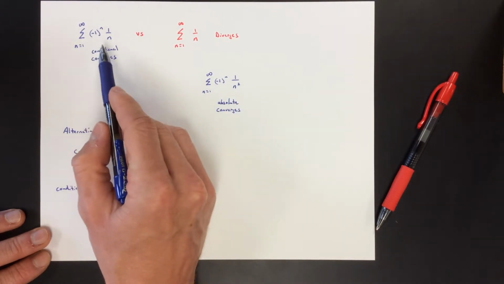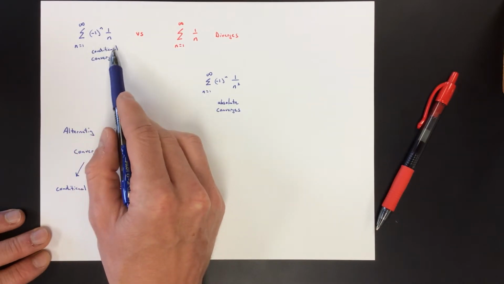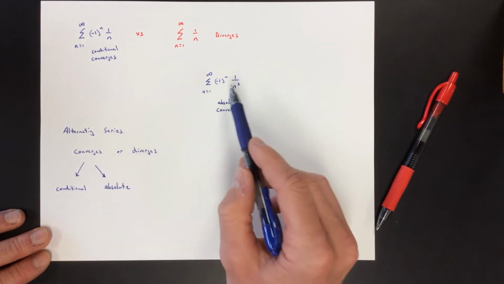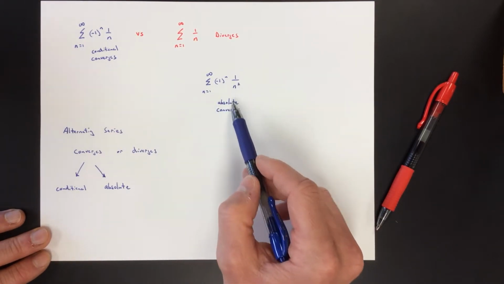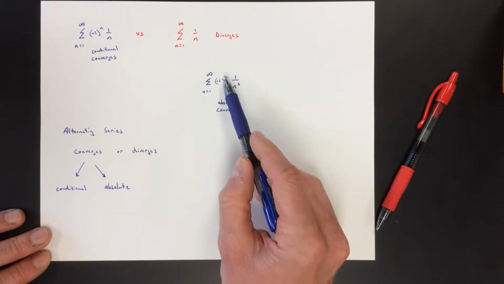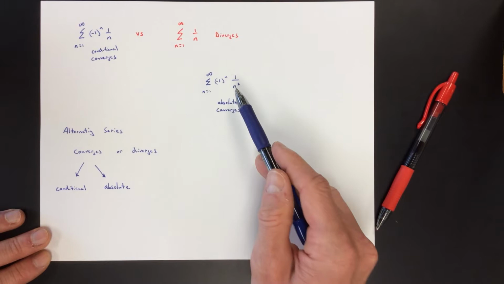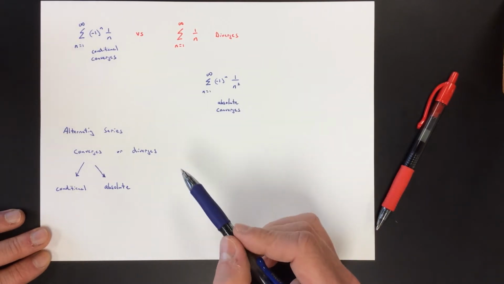The alternating version of 1 over n is conditionally convergent. It converges only because it's alternating. The alternating 1 over n squared has absolute convergence because even if that series wasn't alternating, even if you got rid of that part, the remaining series would still converge, so it has absolute convergence.